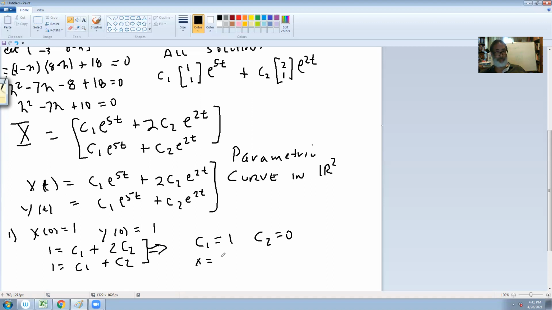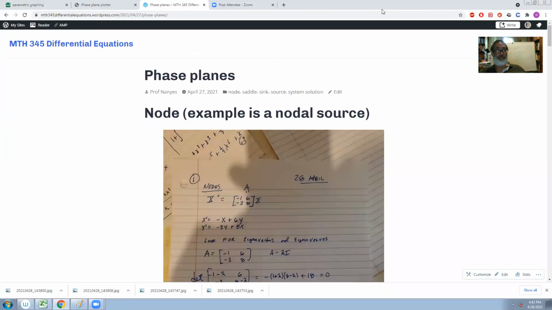X is equal to e to the 5t. Y is equal to e to the 5t. And what this actually is, if you think about it, x and y are the same, which is what's known as a line, but it's a half line, because e to the 5t is always greater than 0. So let's take a look at this.